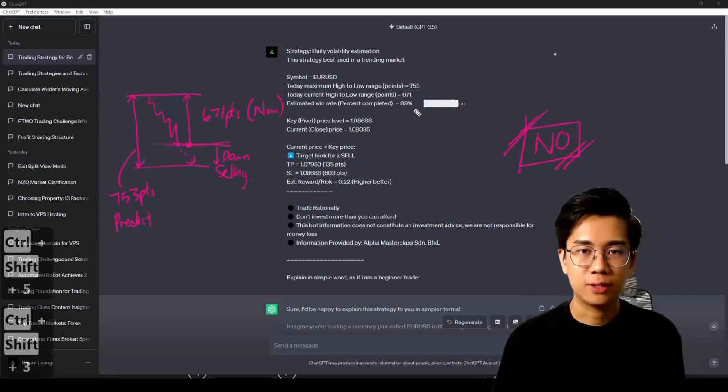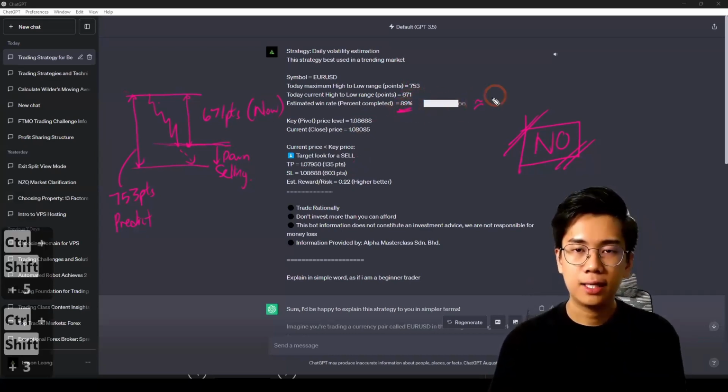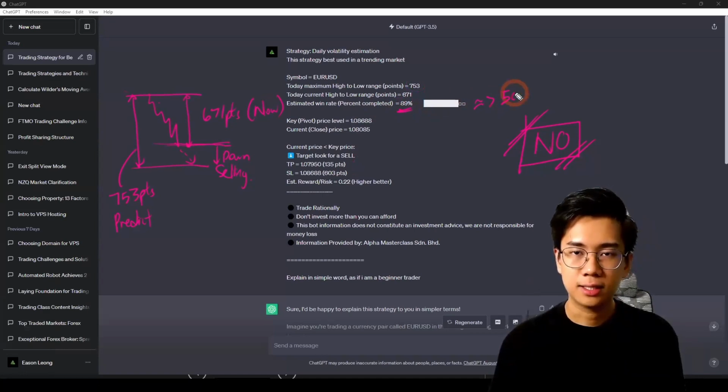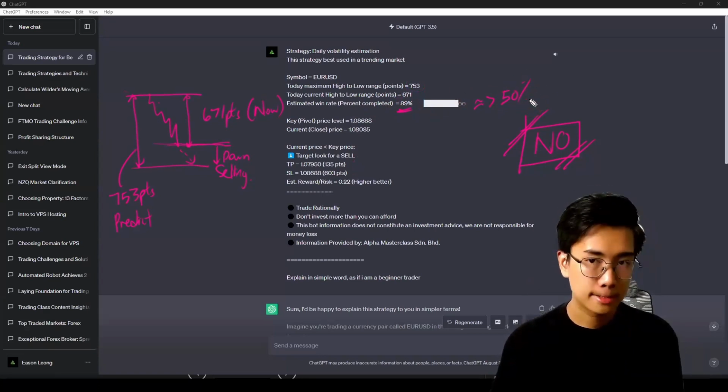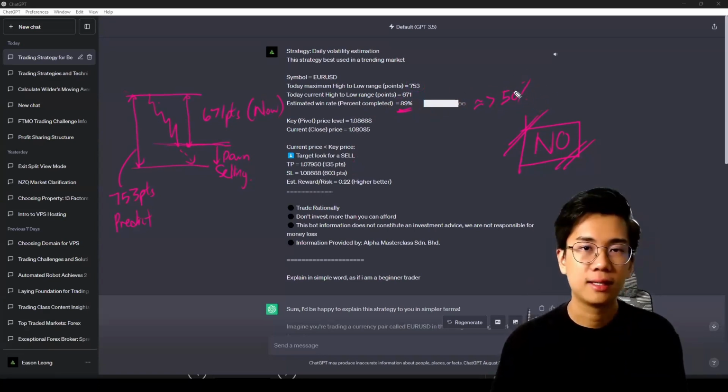First thing first, of course, the win rate needs to be reasonably large. Anyway, larger than 50 is a good starting point. Of course, win rate larger than 50, at least you've got a 50-50 chance.